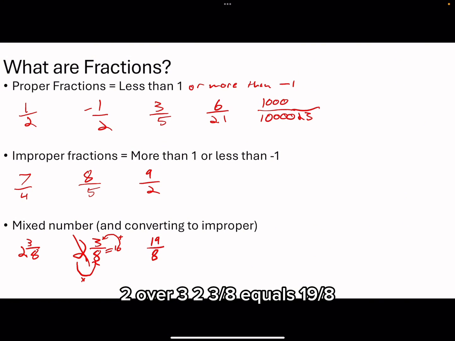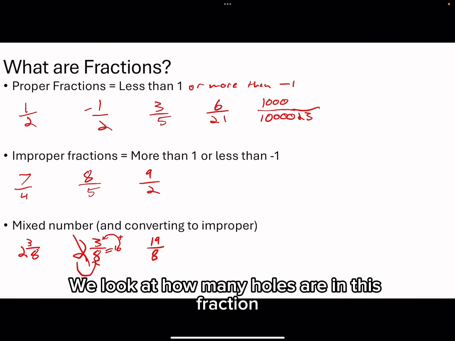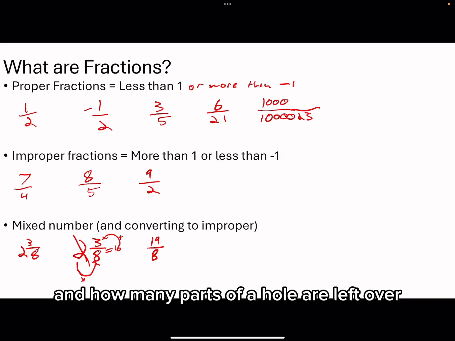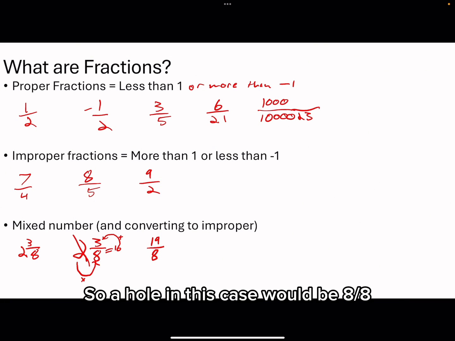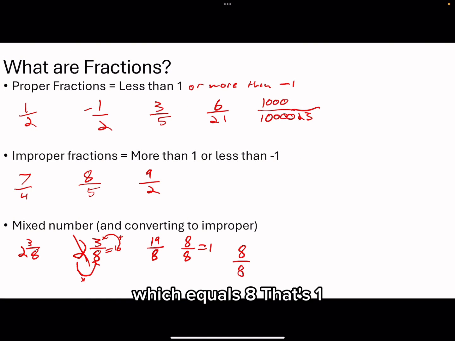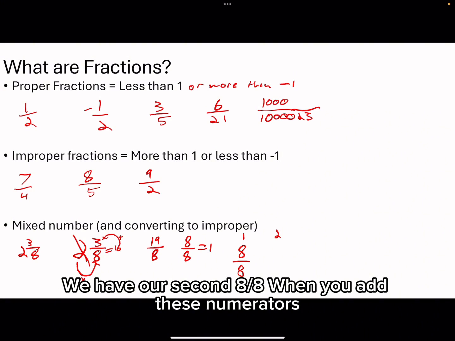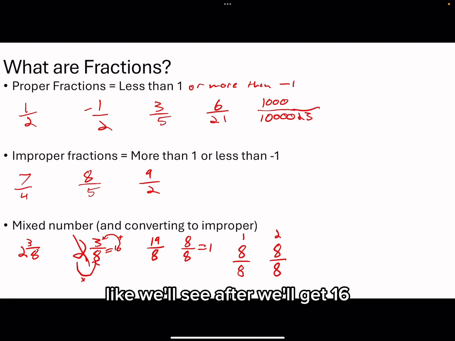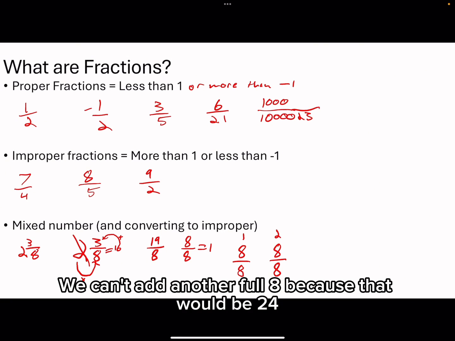2 3/8 equals 19/8. If we want to convert it back, we look at how many wholes are in this fraction and how many parts of a whole are left over. A whole in this case would be 8/8, which would equal 1. So we have our first 8/8. That's 1. We have our second 8/8. When you add these numerators, we'll get 16. We can't add another full 8 because that would be 24, not 19.